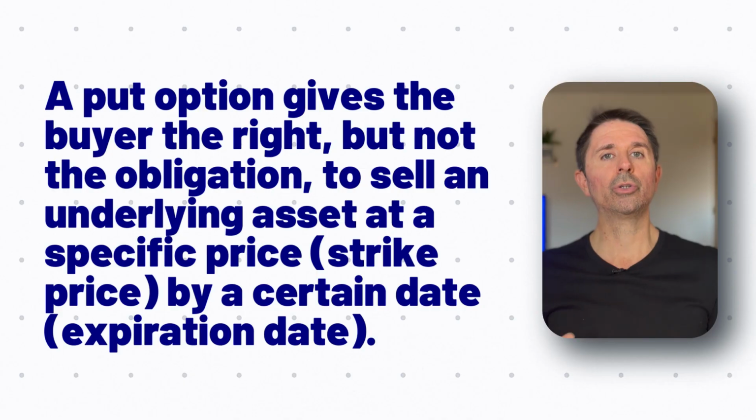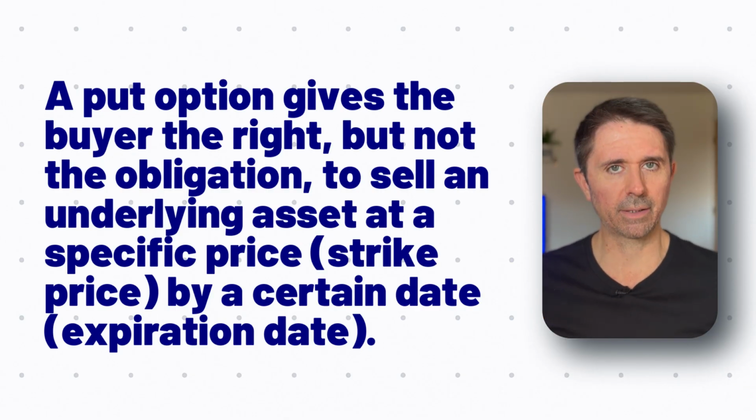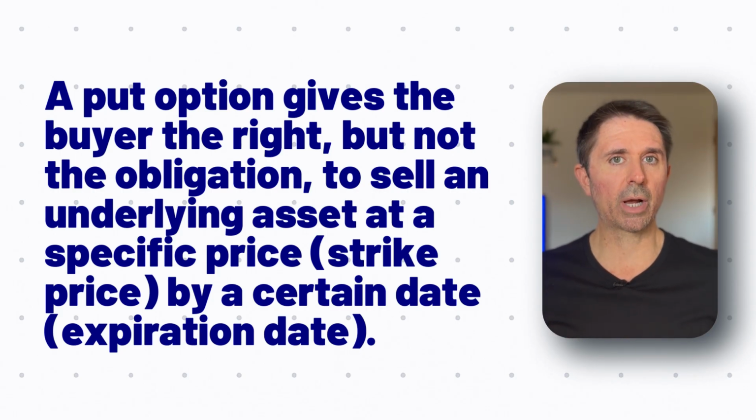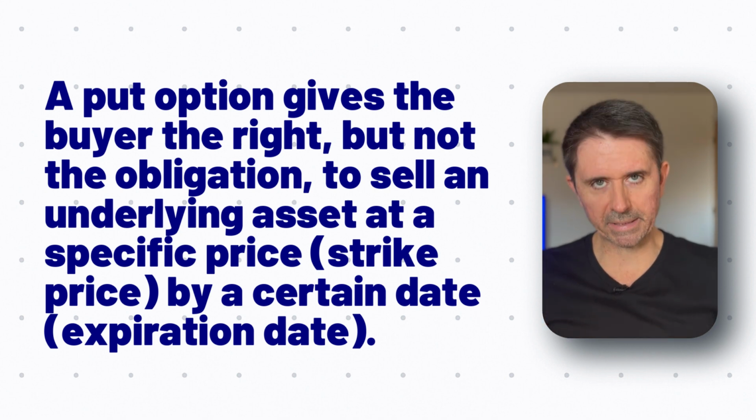Put options. Unlike a call option where you have the right to buy a particular asset class at a date in the future at a specific price, a put option is really the opposite. It gives the holder the right to sell a particular asset, let's say a stock in this case, at a particular price known as the strike price at a particular date in the future known as the expiration date.